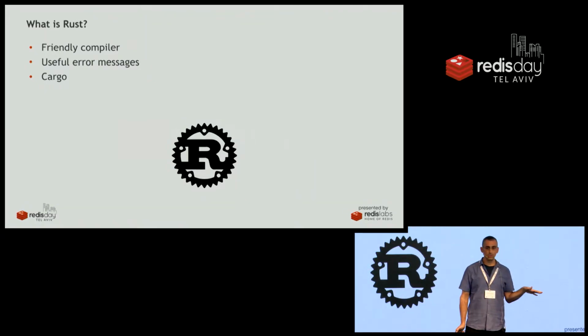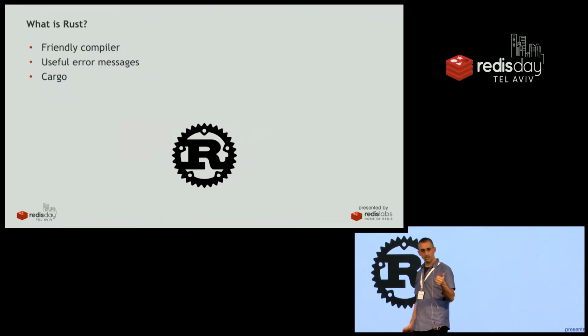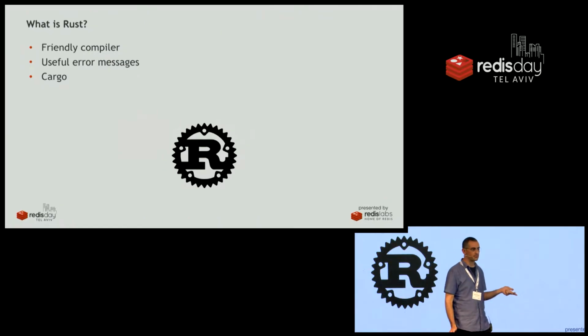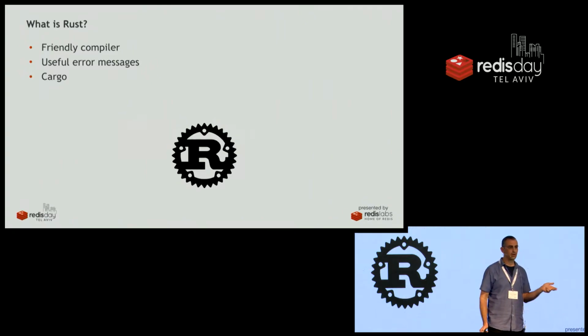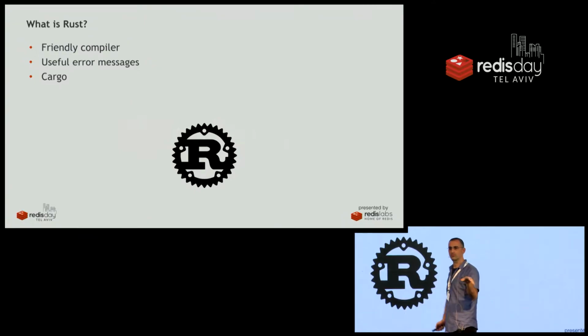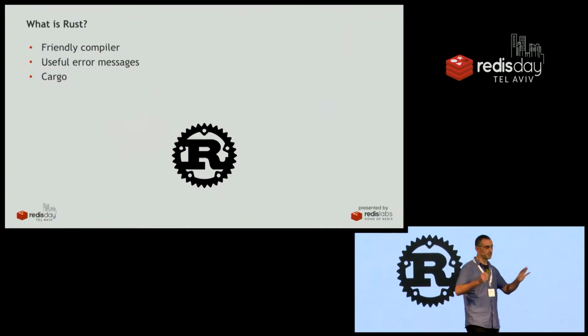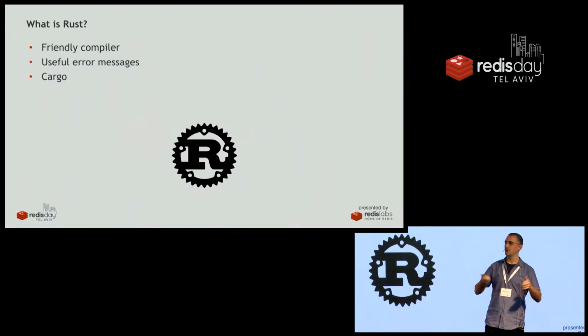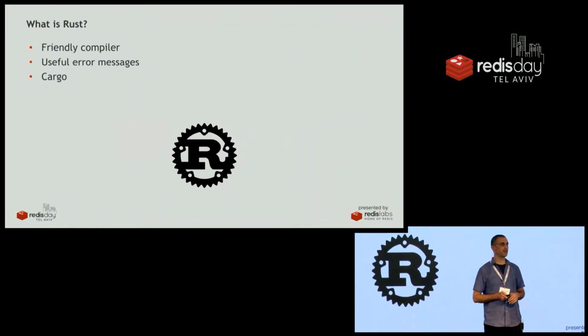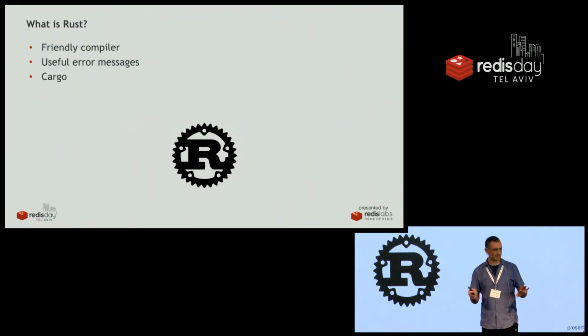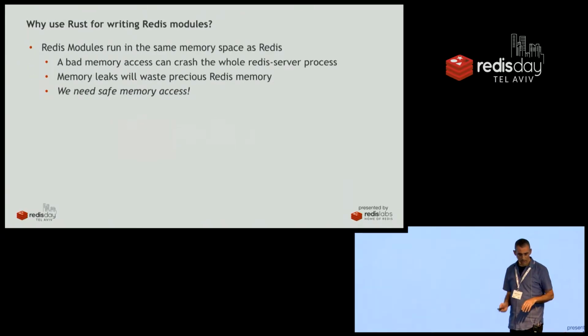And it has Cargo. Cargo is the build tool for Rust. It's also the package management tool, and it's a version management tool. So Cargo builds your code. If somebody has used Go, it's very easy to just do Go build. It's the same thing with Rust. You say Cargo build, it automatically does whatever is needed. It collects the dependencies, uses semantic versioning. It's a fantastic, fantastic package management tool. It's very easy to use.